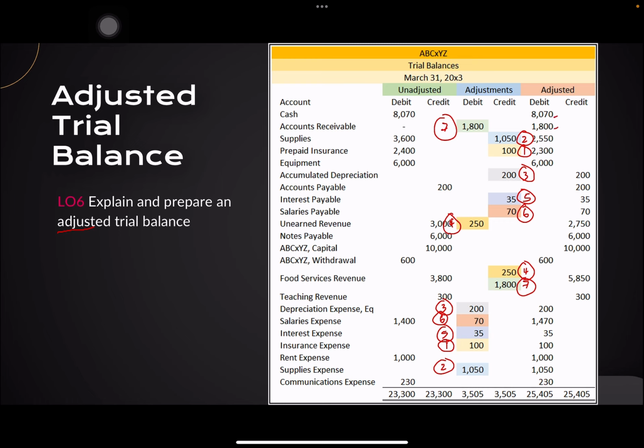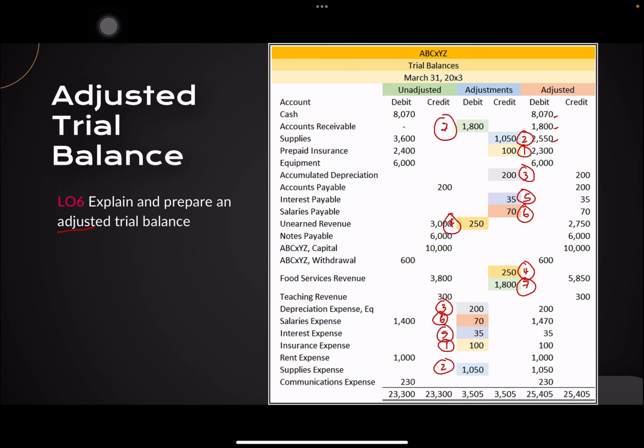For your supplies, initially you had your supplies at 3,600. However, when you performed your adjusting entry, you determined that $1,050 worth of supplies has already been used up or consumed. Hence, you need to deduct it to arrive at your updated balance of supplies of 2,550. As you can see, initially you have the full amount of $3,600, but on the adjusted trial balance, it was now down to 2,550.